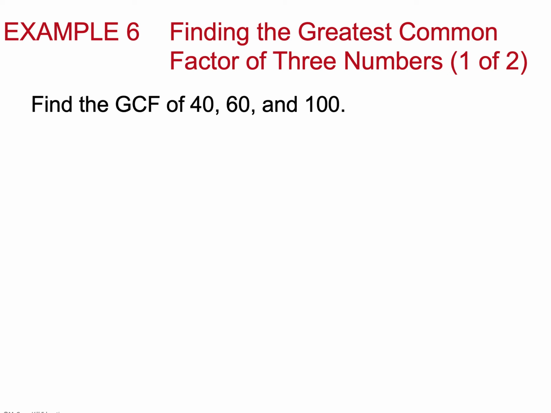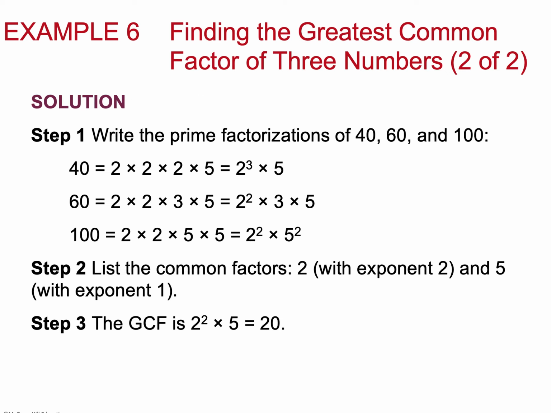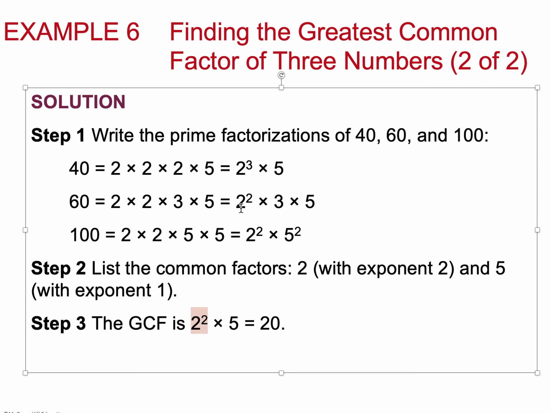If I want to find the greatest common factor of 3 numbers, I'm going to factor all 3 numbers out. I'm going to list the common factors. So I have 2 squared in common in each one, because if I have 2 cubed, I have 2 squared. So that's a subcategory. I also have a 5 in common. So I'm going to do 2 squared, they all have 2 squared in common. And then 5, because they all have a 5. They don't all have a 5 squared, but they all have a 5. And that tells me the greatest common factor is 20.